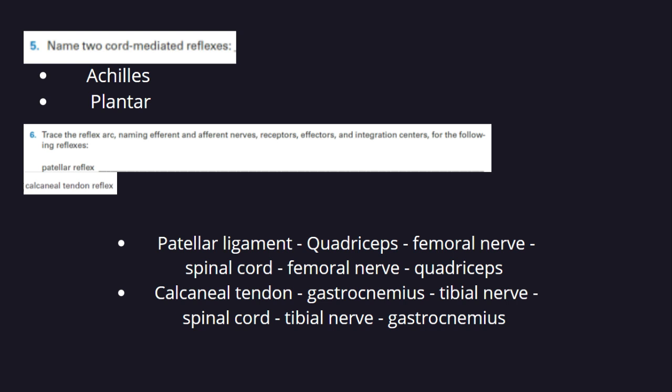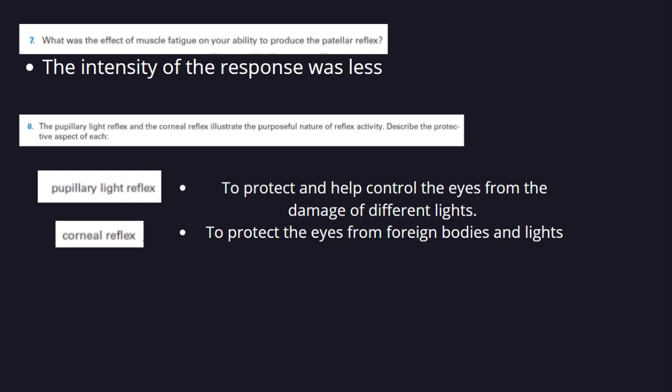Number 6. Trace the reflex arc, naming efferent and afferent nerves, receptors, effectors, and integration centers for the following reflexes: patellar reflex, patellar ligament, quadriceps, femoral nerve, spinal cord, femoral nerve, quadriceps; calcaneal tendon reflex, calcaneal tendon, gastrocnemius, tibial nerve, spinal cord, tibial nerve, gastrocnemius.